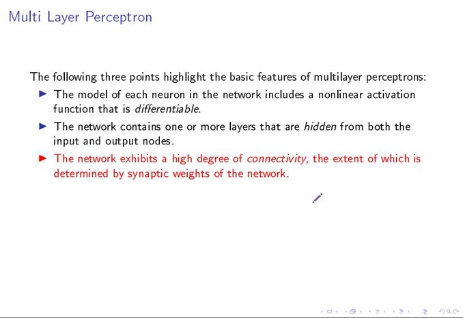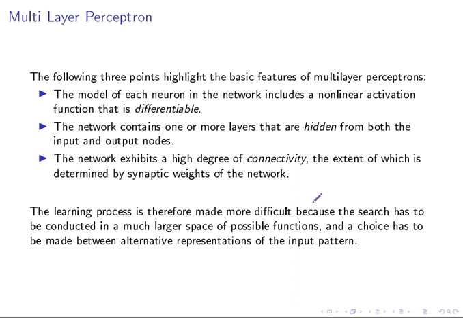Although multilayer perceptrons implement highly nonlinear, even discrete and complicated functions, the learning process is made more difficult because the search has to be conducted in a much larger space of possible functions, and a choice has to be made between alternative representations of input patterns. In fact, linear function, that is in case of perceptron, had single global minima. In multilayer perceptron, we have multiple local minima.